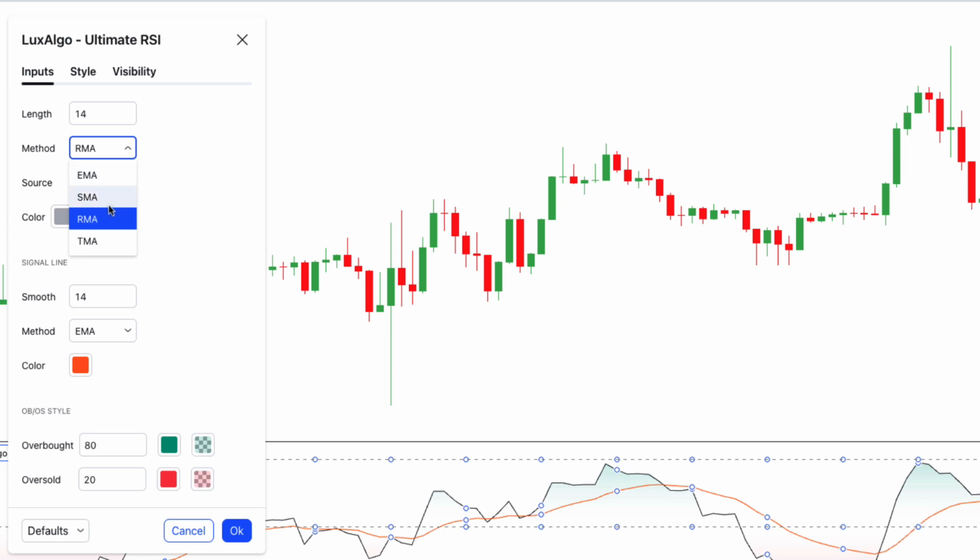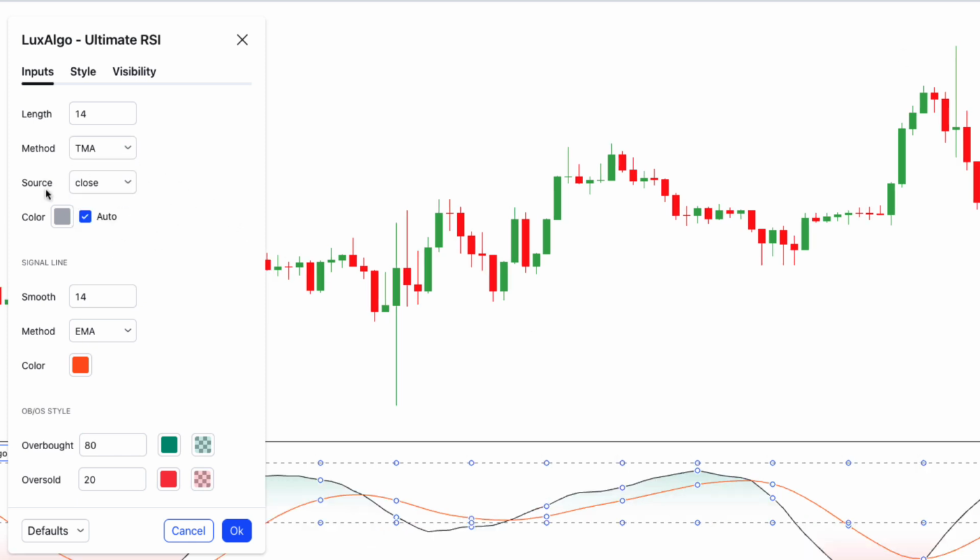Next up is the method. This denotes the type of smoothing used to calculate the Ultimate RSI. These techniques help in refining the price data, thereby making the trend identification more lucid. As we can see here, options are presented in a spectrum of reactivity with the most reactive at the top, cascading down to the least reactive at the bottom. We're going to go with TMA.